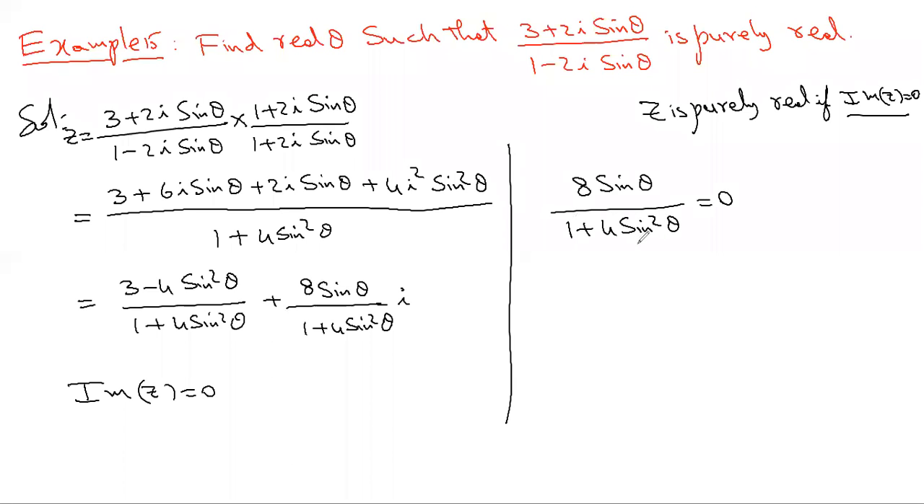See, a fraction equals 0 if the numerator is 0. But at the same time, when the numerator is 0, the denominator cannot be 0. The sine square theta minimum value itself is 0, so the minimum value of the denominator is 1. So the denominator can never be 0. So no need to worry about the 0 by 0 possibility. So directly we can write the fraction is 0 only if the numerator is 0. Sine theta is equal to 0. You learn the general solution in trigonometry. Theta equal to n pi, n belongs to Z.